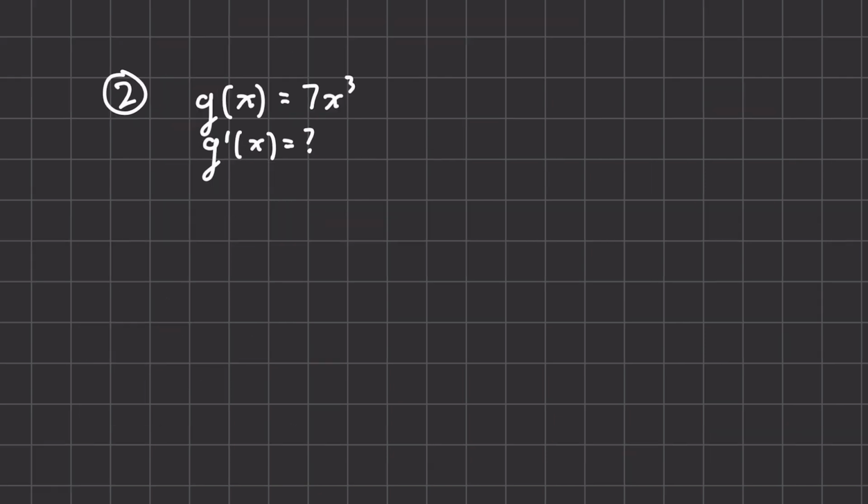Alright, so here is the second problem. In this case, g of x is equal to 7x cubed. Our last problem was an exponential problem. Now it's really a power problem. We have some function x to the power of a constant. So in this case, the derivative of some function u to the power of some constant a is just equal to a times u to the power of a minus 1 times du/dx.